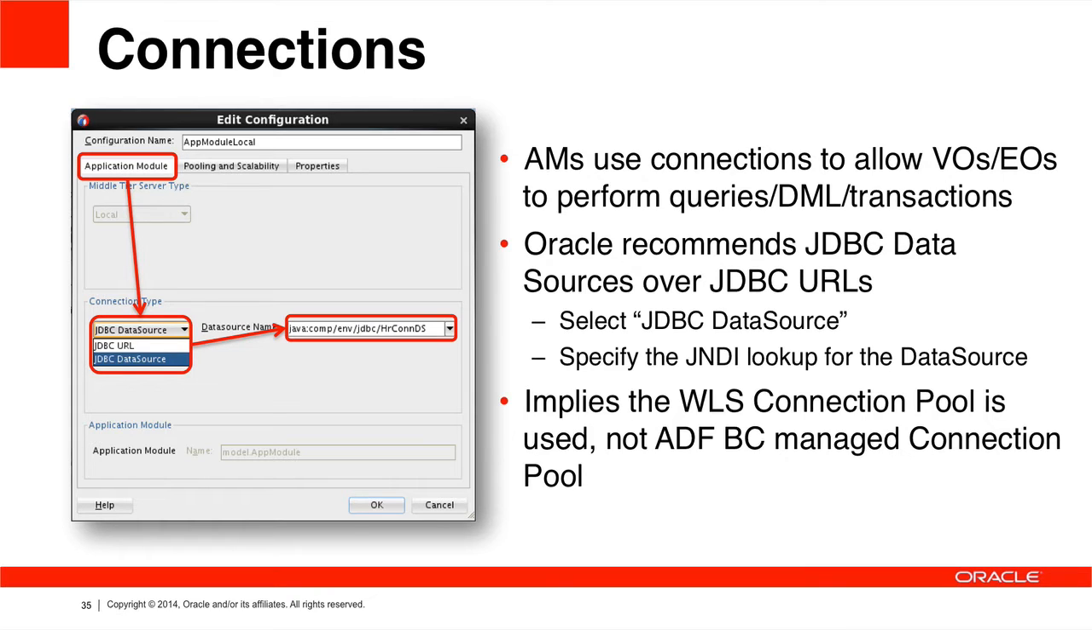These are entirely two separate concepts, two separate caches. One is a cache of connections and the other is a cache of application modules. It just happens that the application modules need connections to connect to the database. So the application modules need to know where they're getting those connections from. And that can be either from an ADF-BC managed connection pool or the recommended WebLogic server managed connection pool using JDBC data sources.